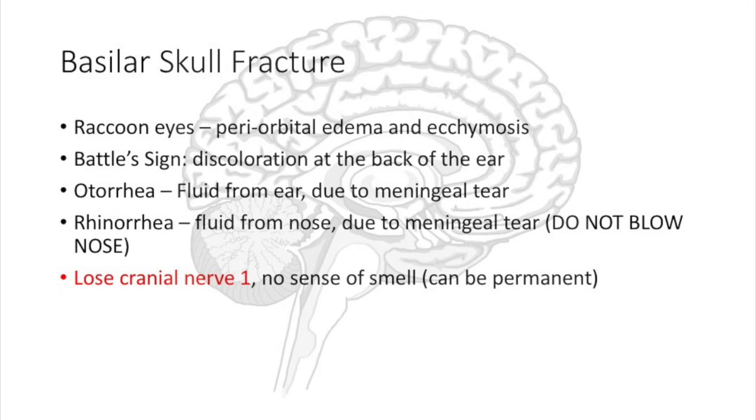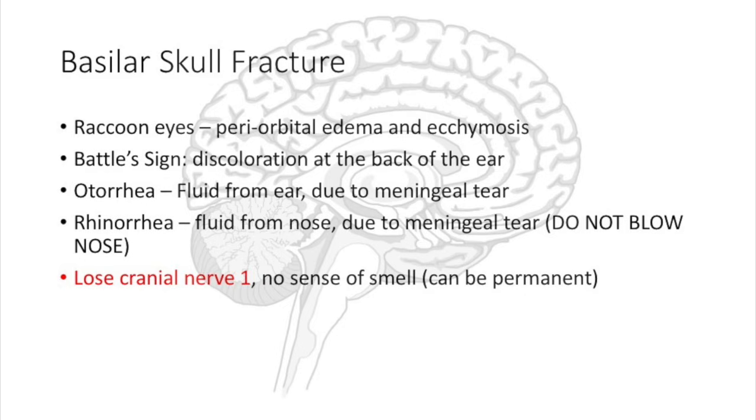And rhinorrhea, which is fluid from the nose due to, again, a meningeal tear. If they have rhinorrhea, it's important to educate the patient to not blow their nose. They're going to want to because they're going to feel their nose draining. But if that's CSF fluid, we do not want them to blow their nose. And these patients also lose cranial nerve number 1, no sense of smell.